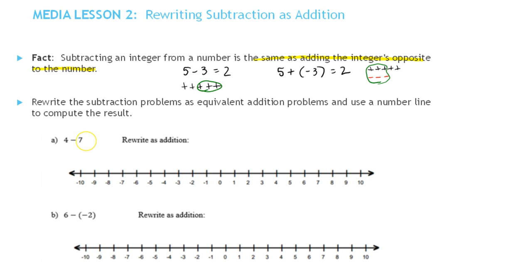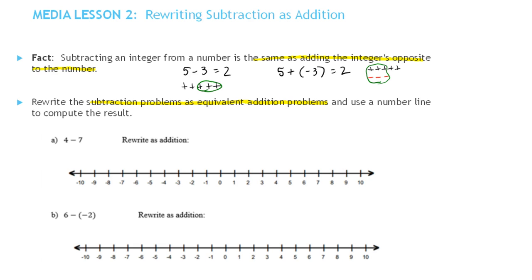So we're going to practice rewriting a couple of subtraction problems as equivalent addition problems, and then use the number line to find the result. So let's read the directions. Rewrite the subtraction problems as equivalent addition problems. They need to be equivalent. We're not just changing subtraction signs to addition. We need to change it to addition of the opposite of the second number. Then use a number line to compute the result.